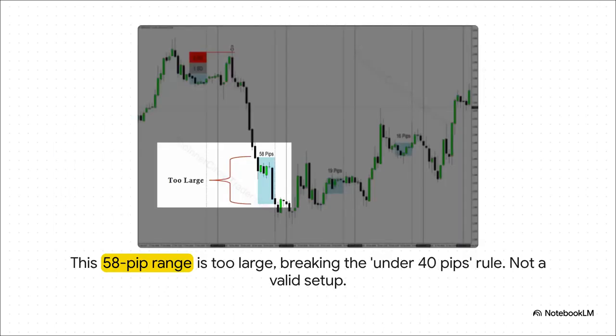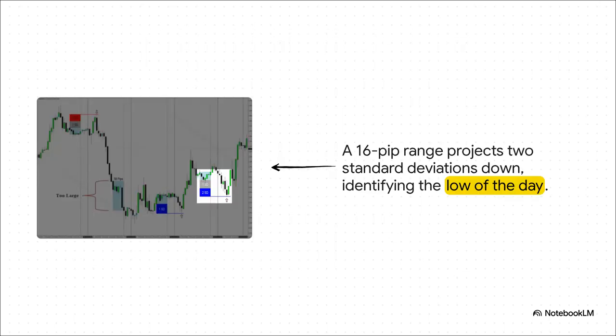Now for a little contrast, let's look at the very next day. The range here is a whopping 58 pips. That immediately breaks our number one rule of needing to be under 40 pips. So what do we do on this day? Nothing. We simply cannot use this technique. This is not a high probability setup, so we completely ignore any projections from it. Discipline is everything here.